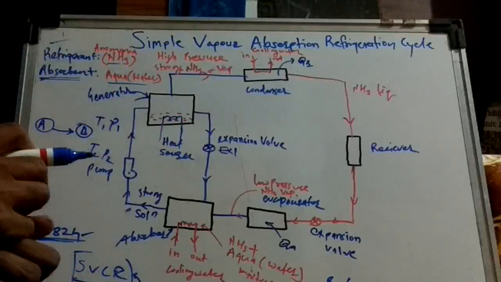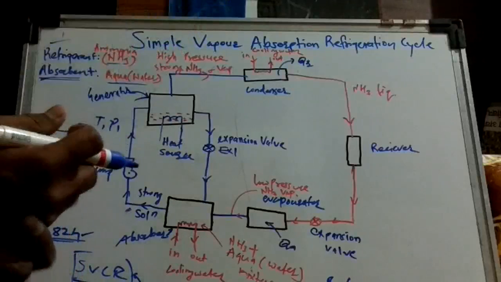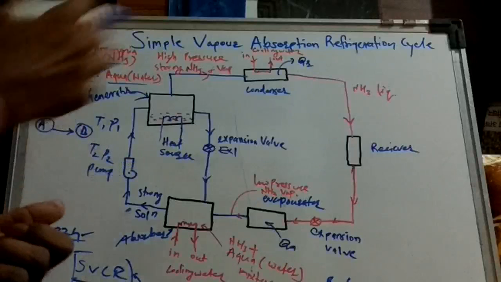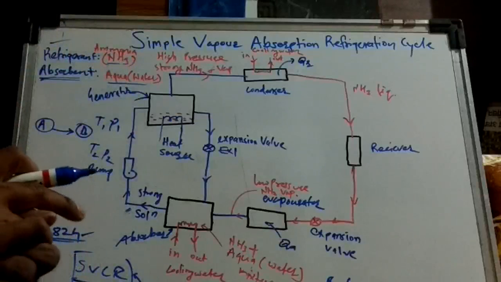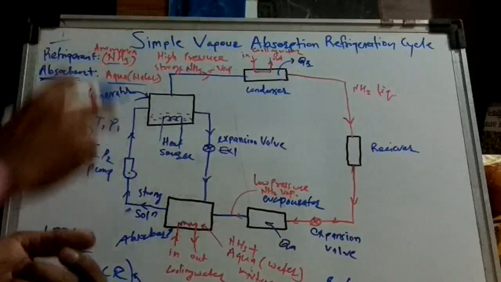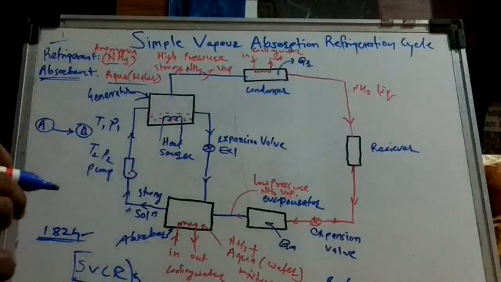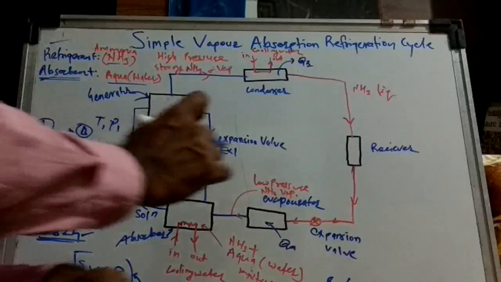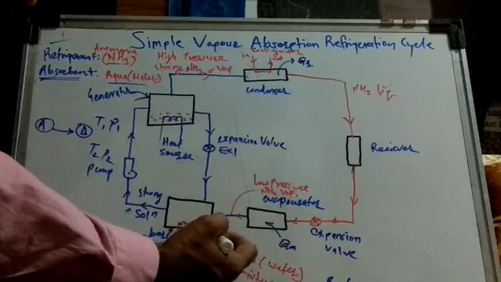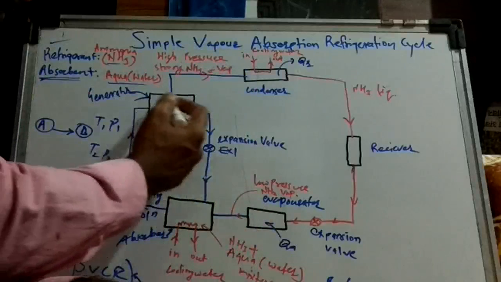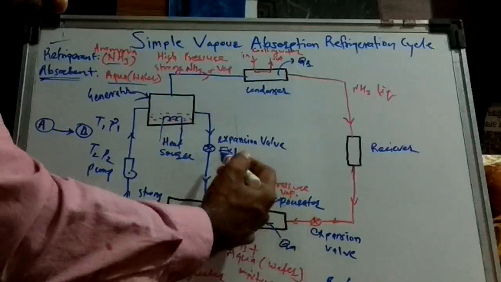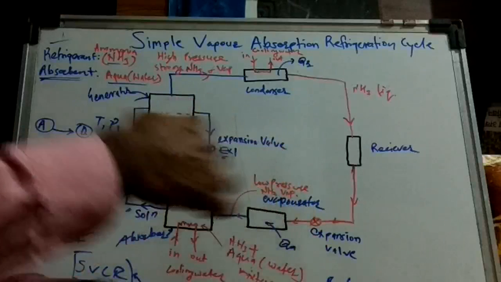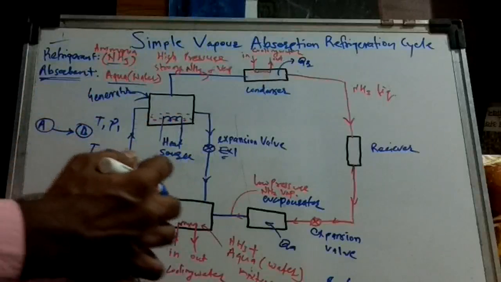The basic function of the absorbent is to absorb another substance at certain temperature and pressure conditions. So here water is used as an absorbent so that it will absorb the ammonia, which is the refrigerant, at certain pressure and temperature conditions. Let's see the working. As I told, the components are the absorber, pump, generator, condenser, receiver, expansion valve, evaporator, and this is the second expansion valve. I will tell you the function of that.